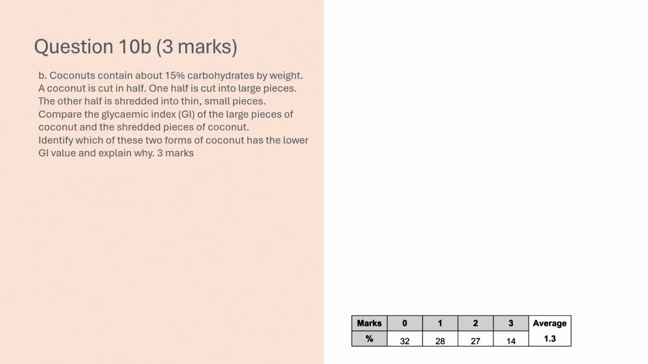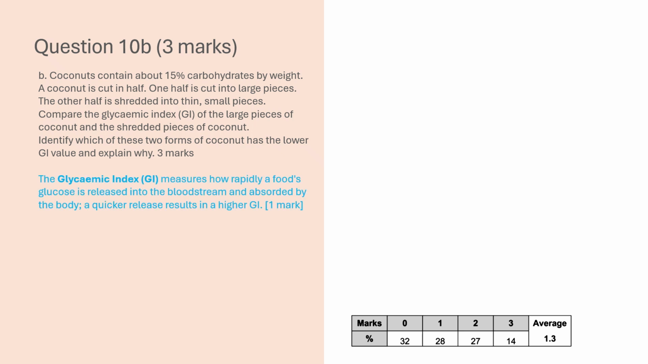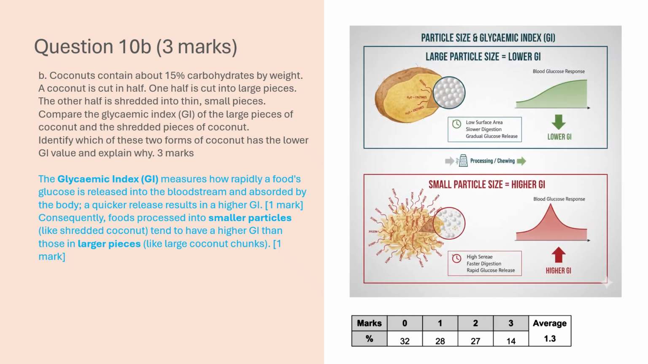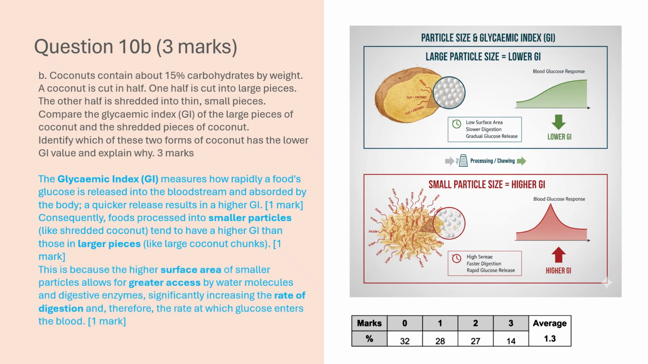The glycemic index, GI, measures how rapidly a food's glucose is released into the bloodstream and absorbed by the body. A quicker release results in a higher GI. Consequently, foods processed into smaller particles, like shredded coconut, tend to have a higher GI than those in larger pieces, like large coconut chunks. This is because the higher surface area of smaller particles allows for greater access by water molecules and digestive enzymes, significantly increasing the rate of digestion, and, therefore, the rate at which glucose enters the blood.